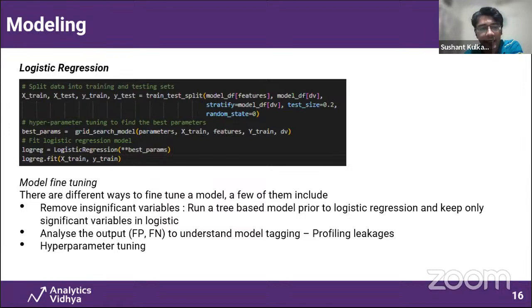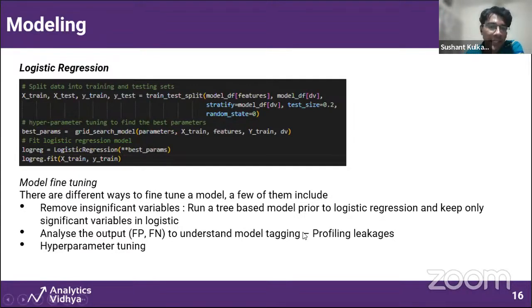And that's one thing. Another thing is, if you have too many variables, you can do some feature reduction or selection using some tree-based methods. And one other key thing here is to profile your results, right? That is something I think is key for a lot of things.